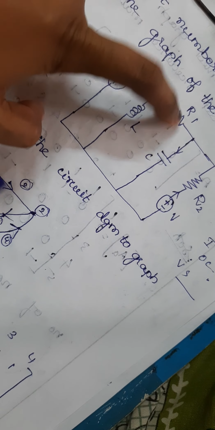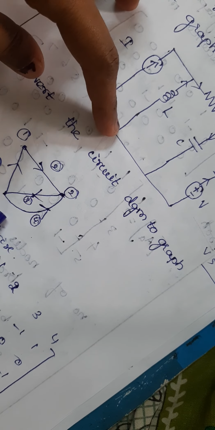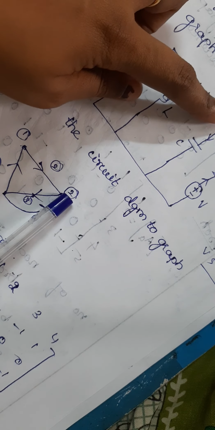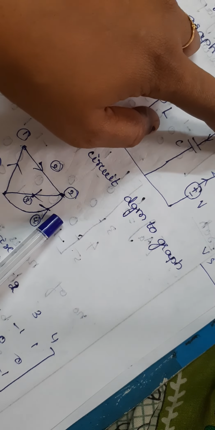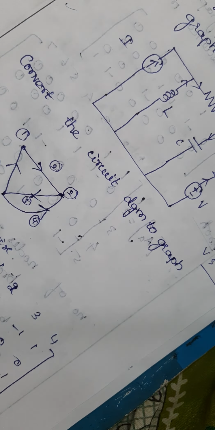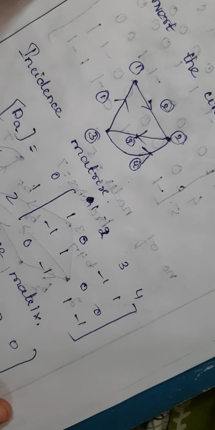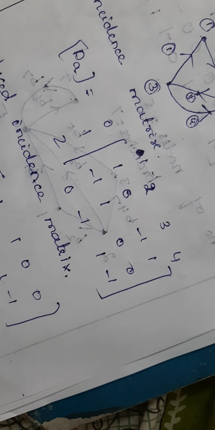So first here there is a resistor, so draw one line. And next inductor, it is connected to the reference node, so next one line. So capacitor, draw one line. And here there is one resistor and voltage source, so mark one line here. So you got a graph here. And next, you want to write an incident matrix.